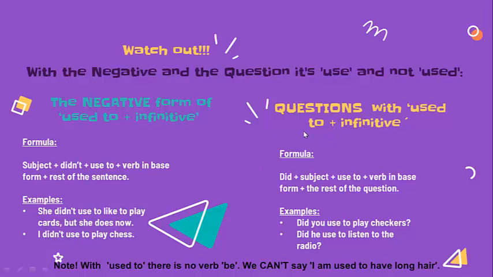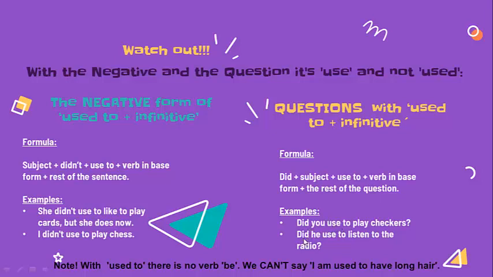Questions with used to plus infinitive. The formula is did plus subject plus use to plus verb in base form and the rest of the question. Examples: Did you use to play checkers? As you can see, we have the auxiliary verb did and we have the verb in present. Okay, we don't need to add the d at the end of the verb use.